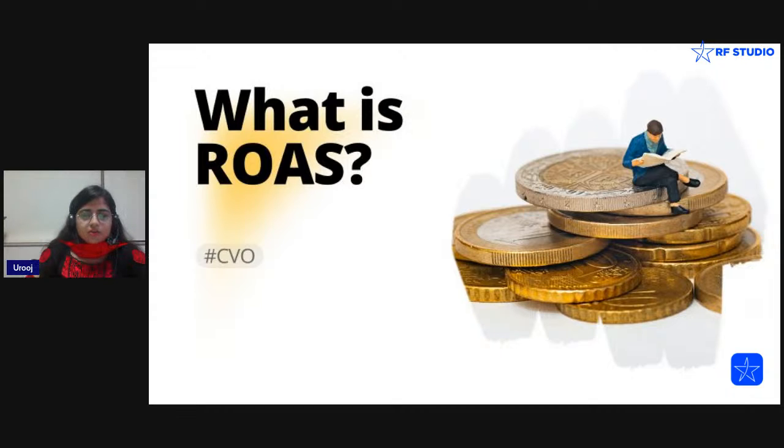So ROAS is basically campaign revenue that you have got from advertising divided by cost of the campaign that actually you have spent. And you will be seeing that how much actual return on the ad spend you have got.